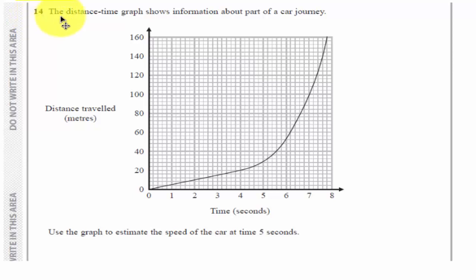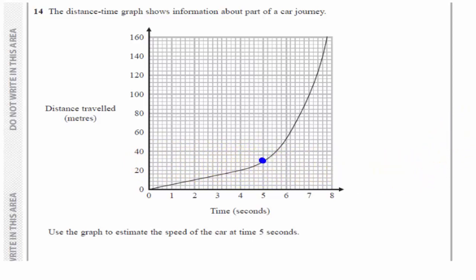Question 14. The distance time graph shows information about part of a car journey. So here is the distance travelled in meters and the time in seconds. Use the graph to estimate the speed of the car at time 5 seconds. So here's 5 seconds. That's going to be the distance travelled.